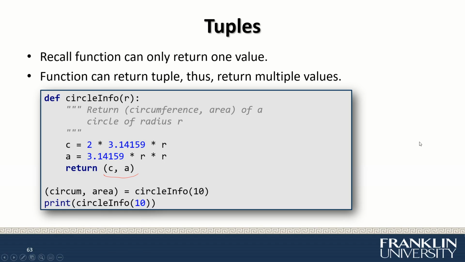But I will say this: don't overuse tuple assignment. I mean, don't try to think about returning more than one value. Think about whether those values are related. Don't try to return more than one value when they are not related.